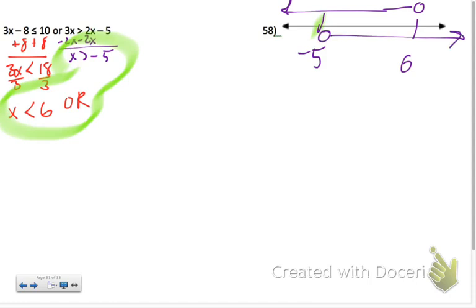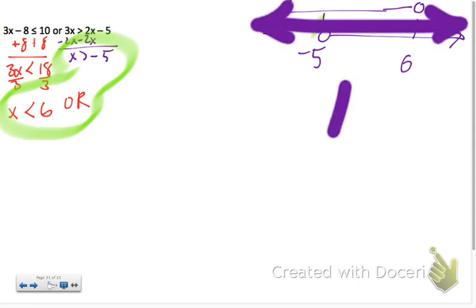And since it's an OR, anywhere either this or this is true, or both, it's actually the entire number line. So our final answer here is going to be, my bad, our final answer is going to be the entire number line. So all real numbers.